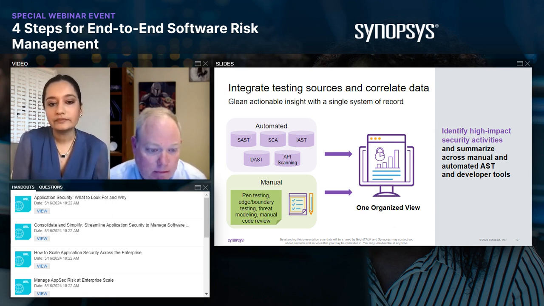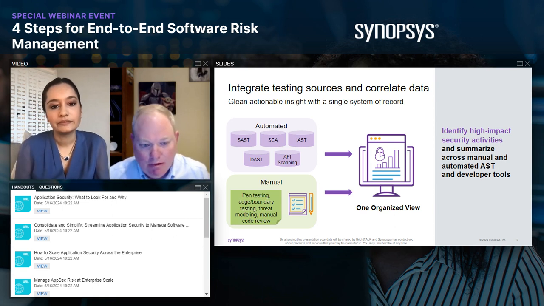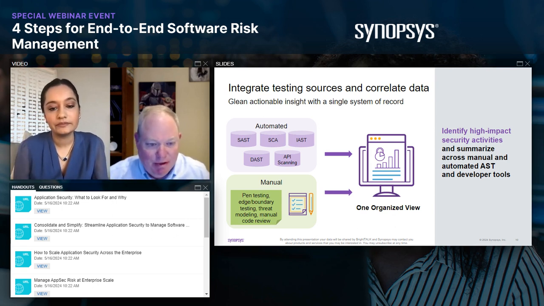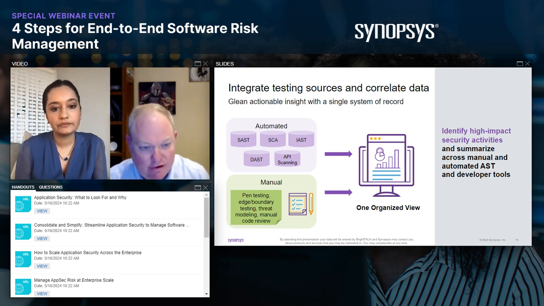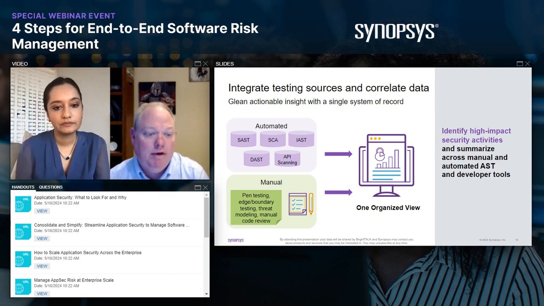Right. So first of all, we tend to think about security testing as the static analysis tools that we run and any of the automated tools that we use to effectively scan all of these applications that we have. But when you're thinking about organizing everything into a central source of truth, don't forget about the manual efforts, and make sure that you can get the findings from those manual efforts into your organized view.